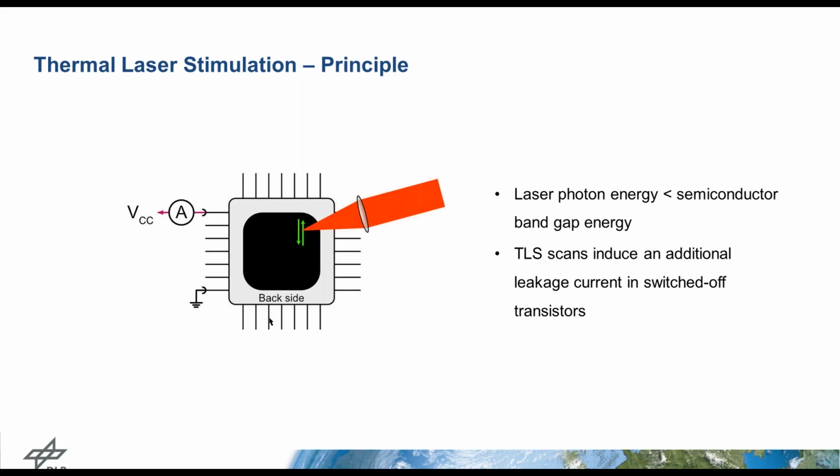The challenge here is measuring a leakage current while an IC is running. This is really hard. It's not easy, and in some cases it's not working. So, but what can you do with it?